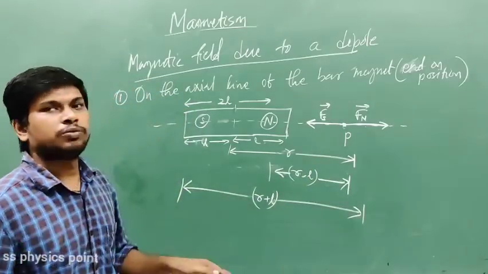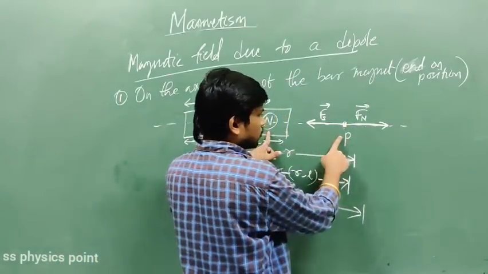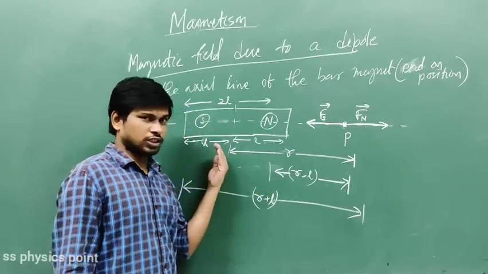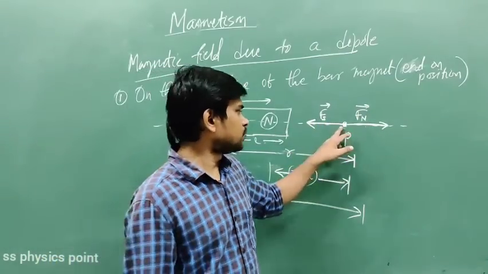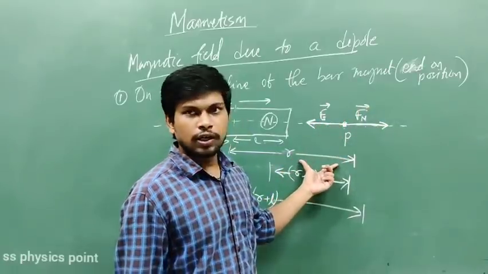Just remember, this is the point P. At point P, due to the north pole the force is outward. Because of the south pole, the force is towards this side. Net force will be Fn minus Fs. At this point, net force is Fn minus Fs because this force will be higher.